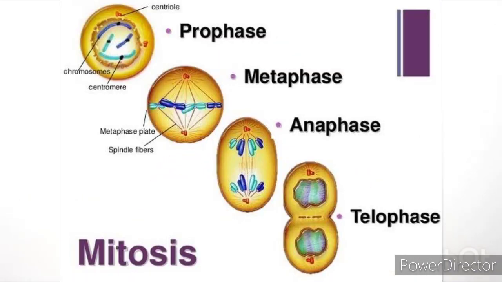But a very important stage which is coming is known as karyokinesis. These four stages, prophase, metaphase, anaphase and telophase, are known as karyokinesis. And after this comes cytokinesis. Karyokinesis is known as the division of the nucleus, and cytokinesis is known as the division of the cytoplasm.